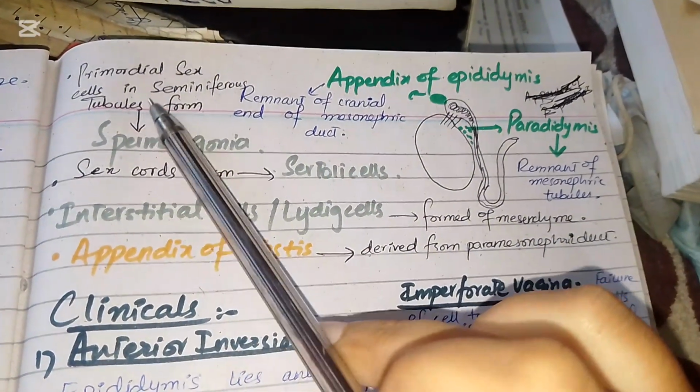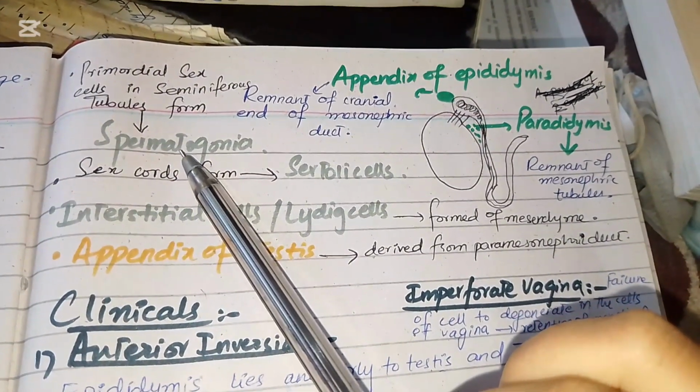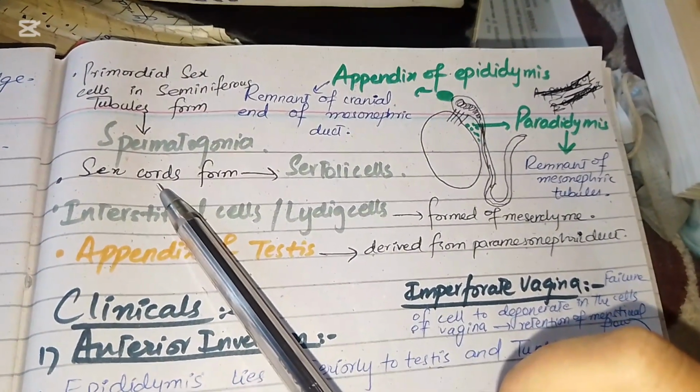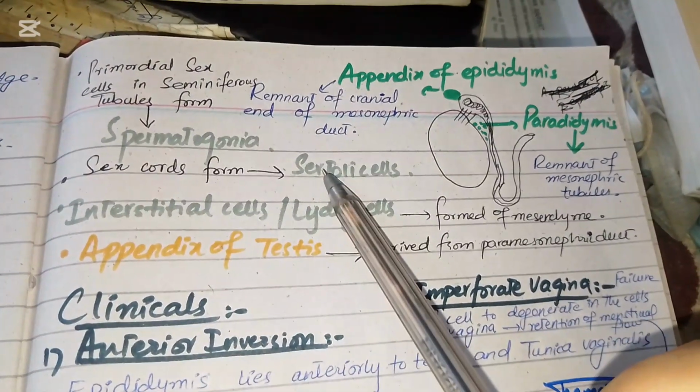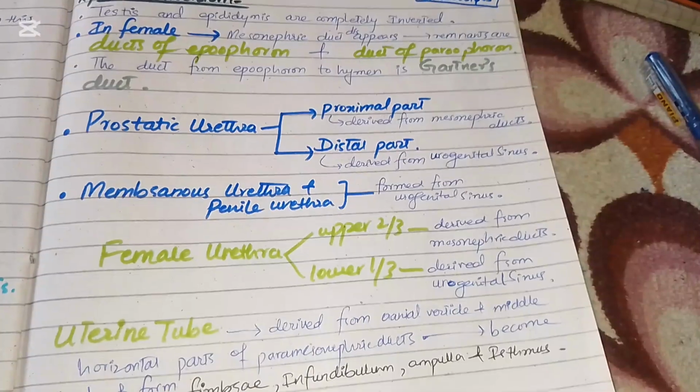Then primordial sex cells, which are present in the seminiferous tubules, give rise to the spermatogonia. And the sex cords, which we have discussed previously, will form the Sertoli cells. And interstitial cells or Leydig cells are formed from the mesenchyme.